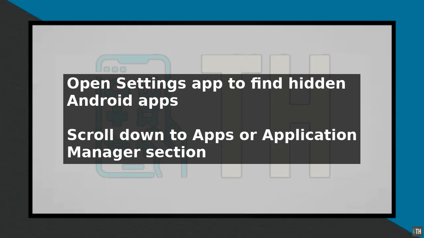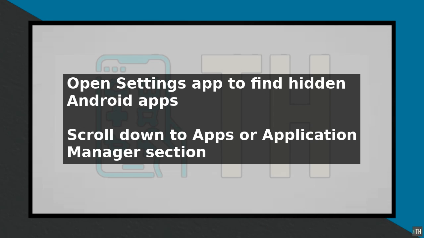Finding hidden apps on Android can be a useful skill to have, especially if you are concerned about your device's security or want to monitor your child's phone usage. To start, open the Settings app on your Android device and scroll down to the Apps or Application Manager section.